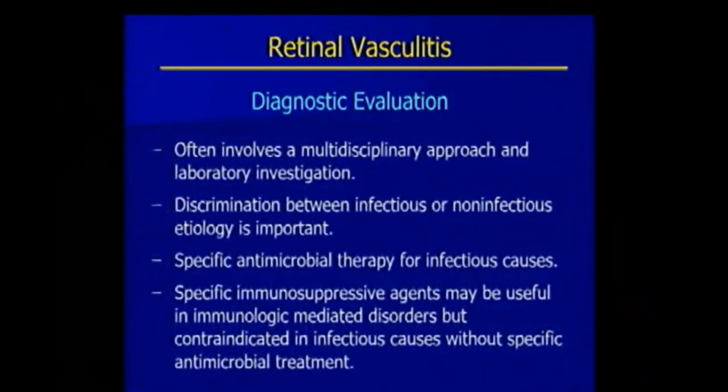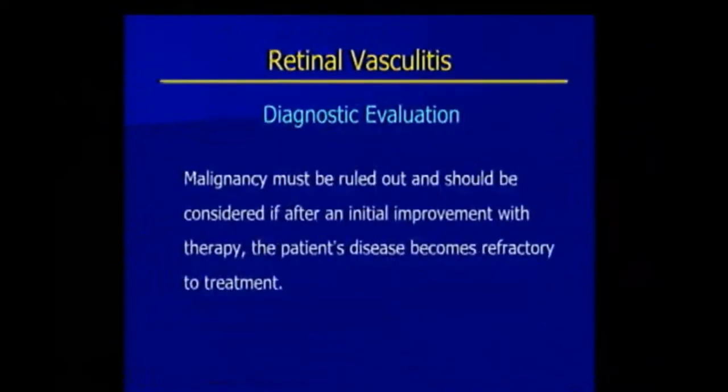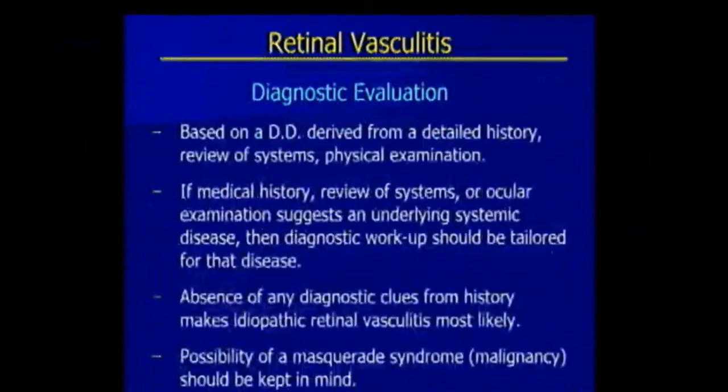If it is a non-infectious autoimmune disease, then you need only immunosuppressive therapy. If it is infectious, like tuberculosis, you need to combine the steroids with anti-TB treatment. And you should rule out malignancy. The diagnosis is based on a differential diagnosis, as I said, derived from history, review of systems, physical examination. That means that the workup should be tailored for the disease you are dealing with.